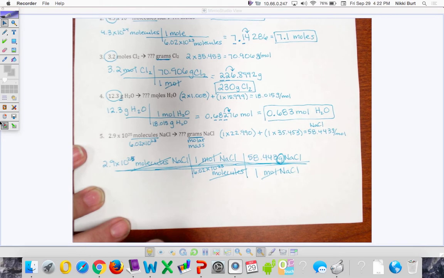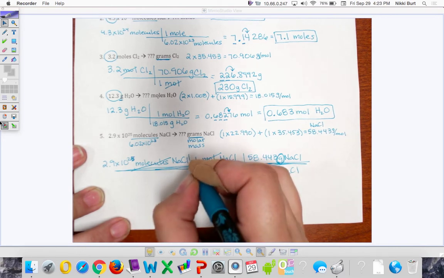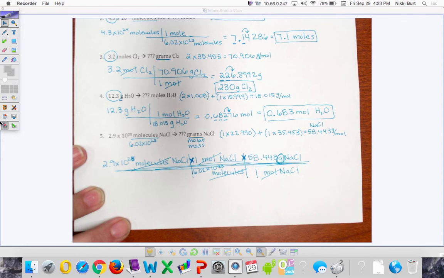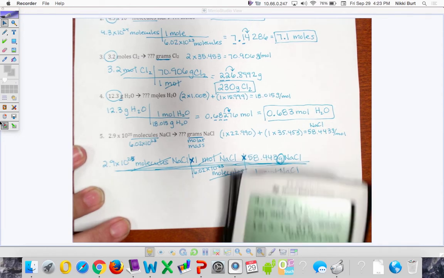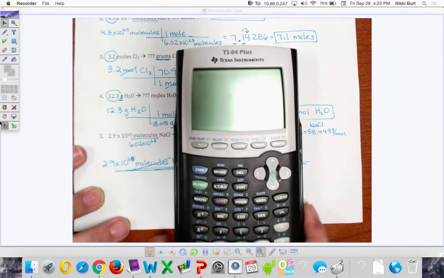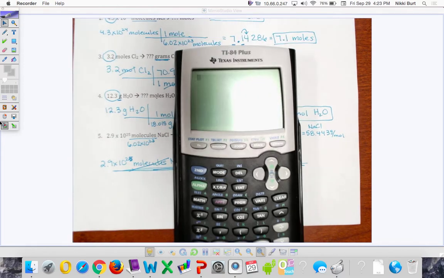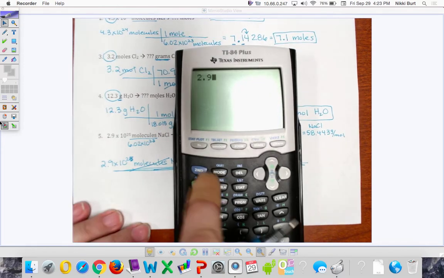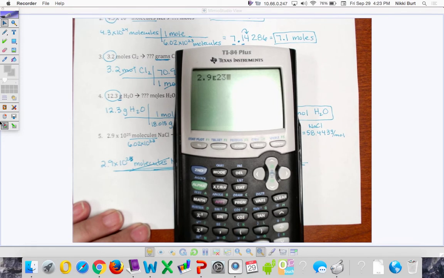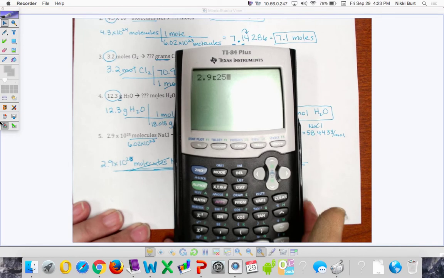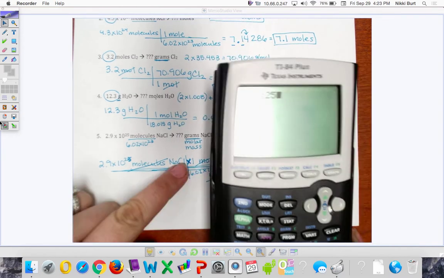So remember, this line right here is essentially setting up a fraction. You have the top numbers over the bottom numbers. These vertical lines, these are multiplication. So I'm going to multiply some numbers. I'm going to take 2.9. I'm going to put my screen in here so you can see it, hopefully. There's a bit of a glare. 2.9 times 10 to the 25th.